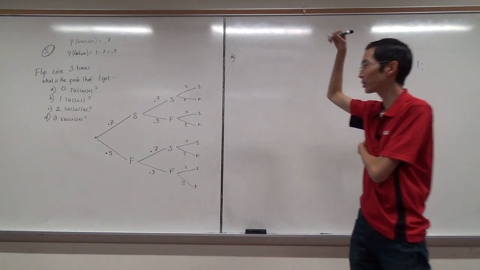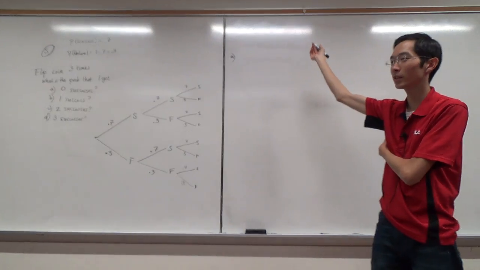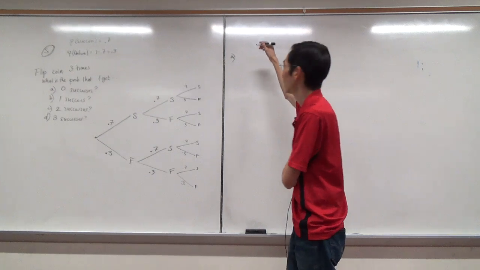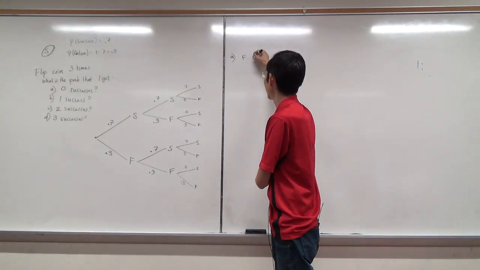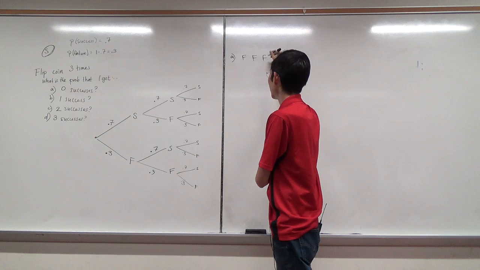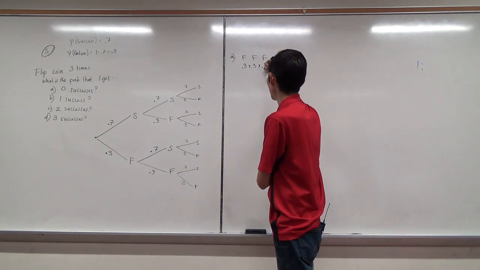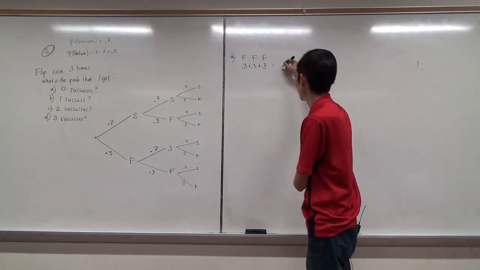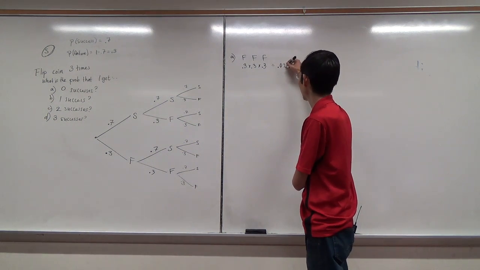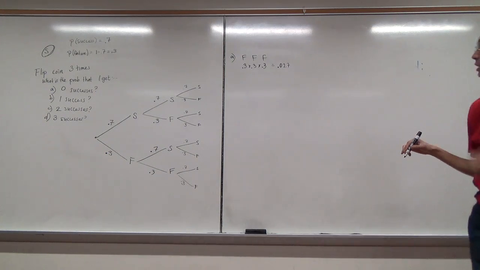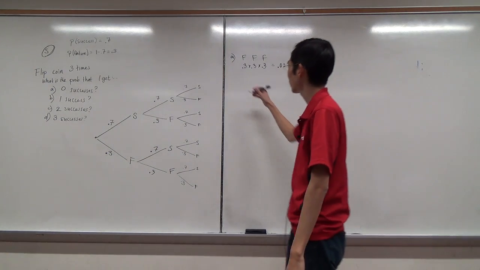So if I flip the coin 3 times, what is the probability that I get 0 successes? What is my answer there? I'd have to get failure, then failure, and then failure. So that would be 0.3 times 0.3 times 0.3, and that would be 0.027. I'm hoping I'm doing my multiplication correctly. Is that okay?